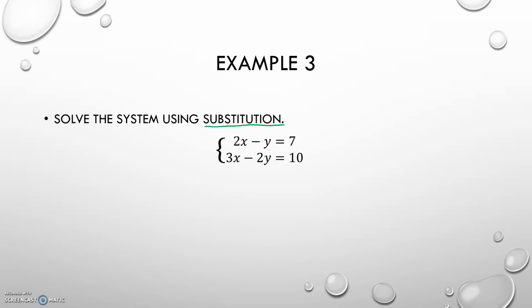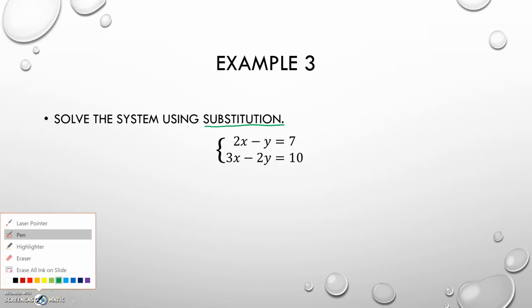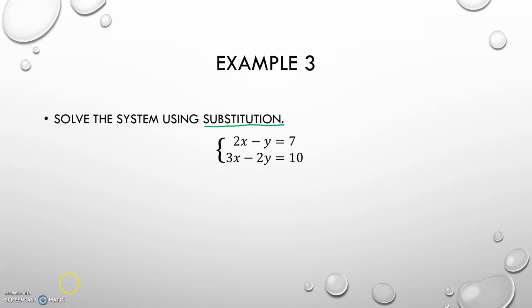I typically look for which one does not have a coefficient of more than 1. So here I see that's got a 2, that's got a 3. This is going to be my best bet. Yeah, there's a negative 1, but negative 1 is easier to deal with than having to divide by 2 or 3. So I'm going to solve this for y.